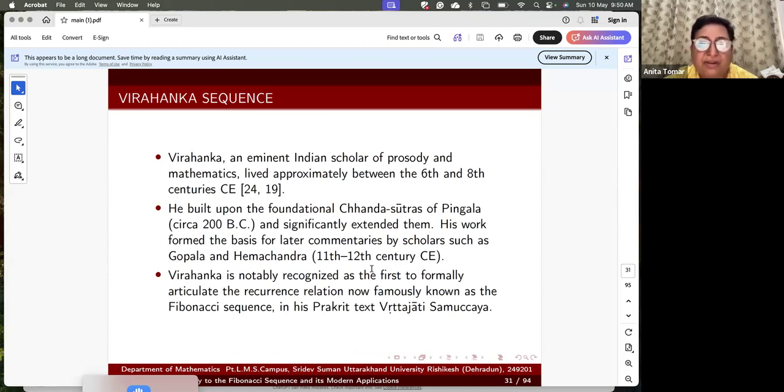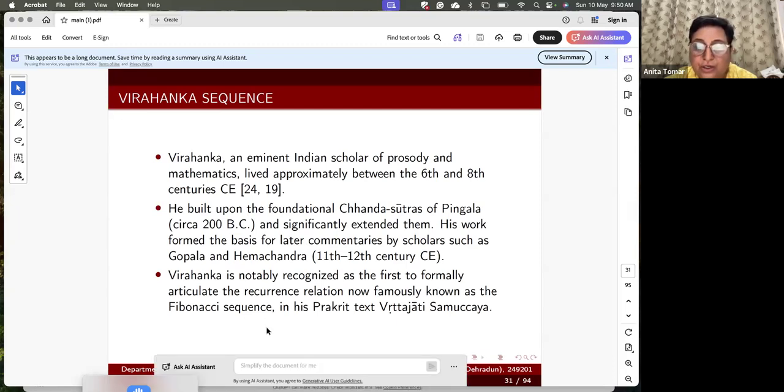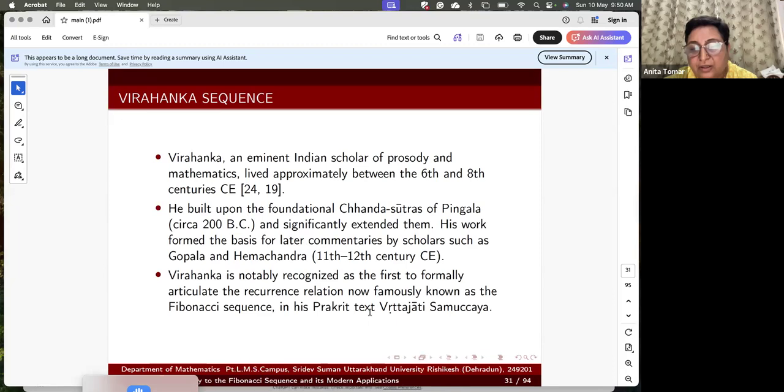After this, Virahanka was also an eminent Indian scholar of prosody and mathematics. He lived approximately between the 6th and 8th century CE. He built upon the foundational shastra of Pingala and significantly extended it. His work formed the basis of later commentaries by scholars such as Gopala and Hemachandra. So Virahanka is notably recognized as the first to formally articulate the recurrence relation, now famously known as the Fibonacci sequence, in his Prakrit text Vrittajatisamuccaya.